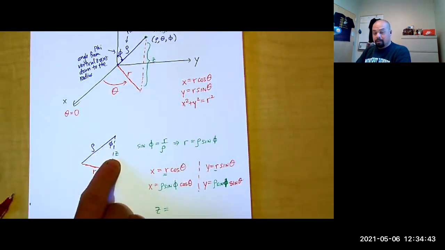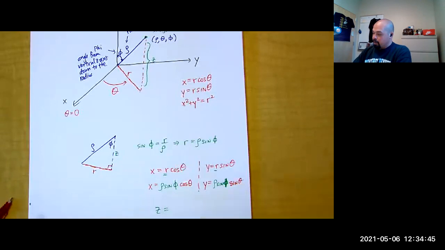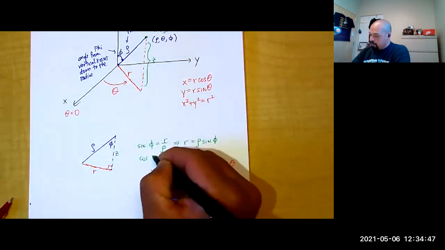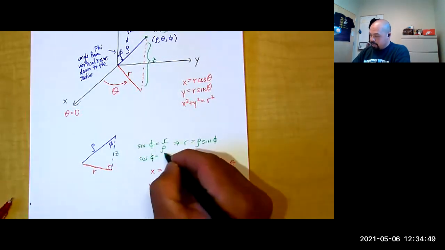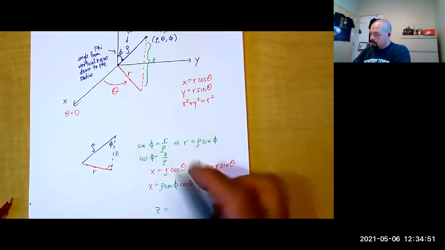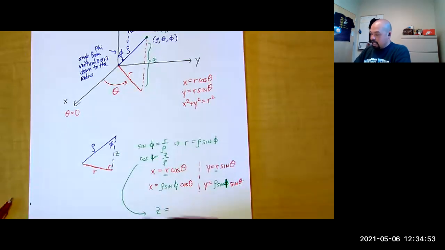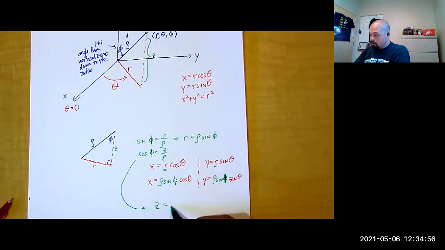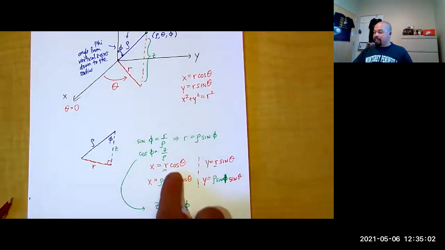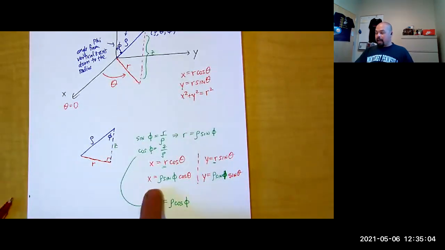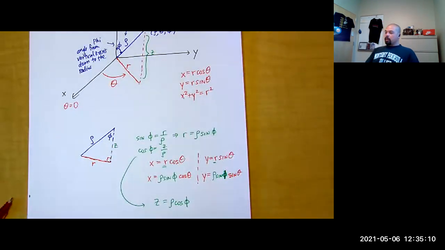That's going to be the cosine, right? And we put it up here. You have cosine phi, adjacent z over hypotenuse rho. That means z is equal to rho cosine phi. So now we have these conversions for x, y, and z in terms of rho, theta, and phi only.